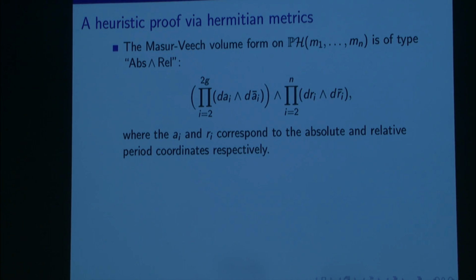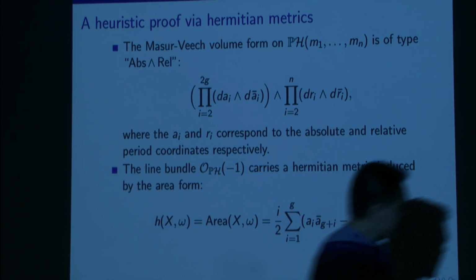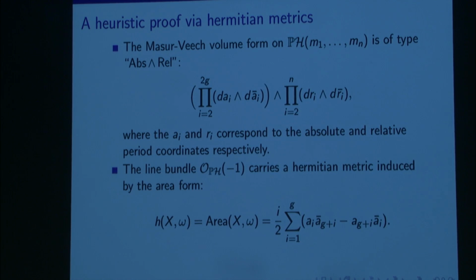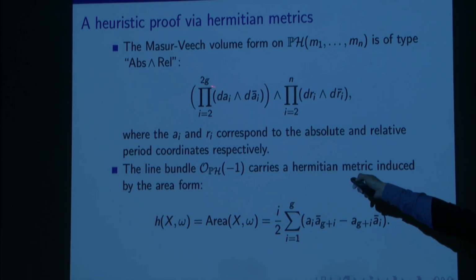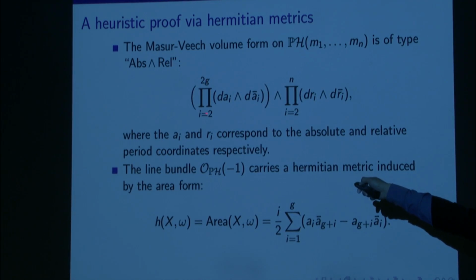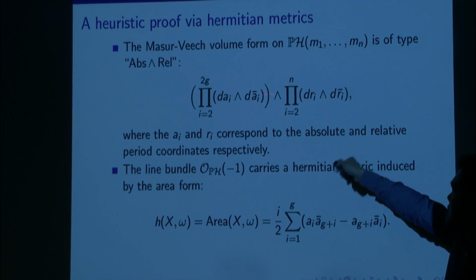Once you have this, I claim this part, this eta 2g minus 1, really corresponds to the first 2g minus 1 wedge for the absolute part. Here I intentionally separated the volume element into two parts.